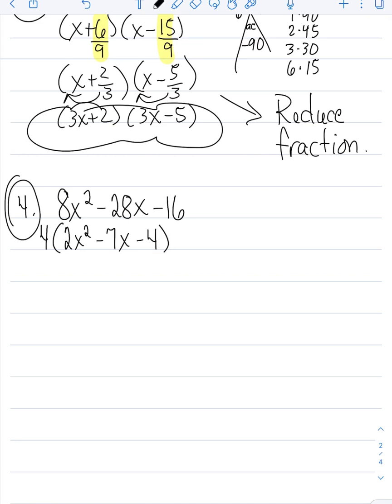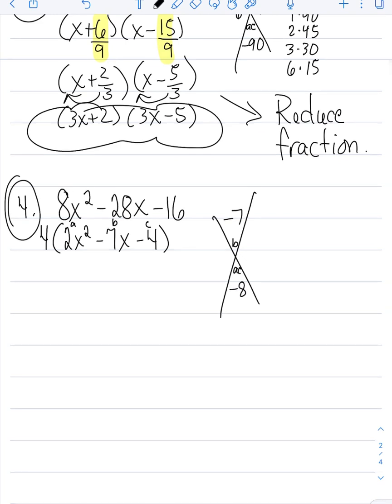Now I'm going to move on to Magic X has your back. And remember A, B, C. So my B is negative 7. A times C, 2 times negative 4 is negative 8. And I can already see that 1 times 8 will give me what I need. And since I want negative 7, I'm going to make the 8 negative. 1 minus 8 is negative 7.